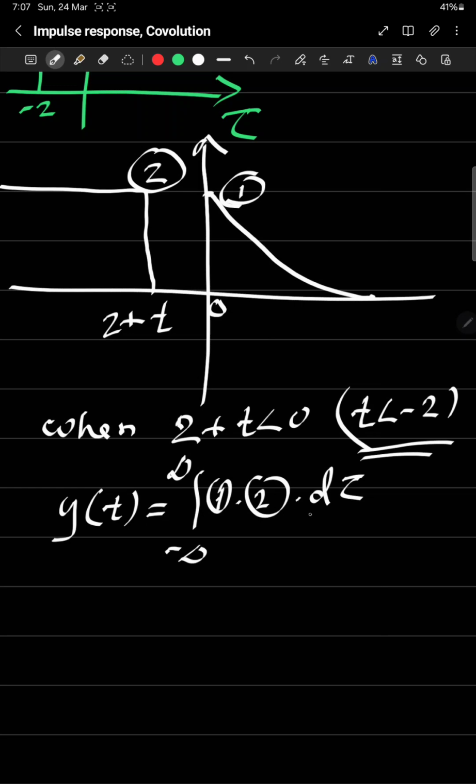When you multiply these two, we can say that the product will be 0 because there is no common region for 1 and 2. So the product will be 0. This is case 1.